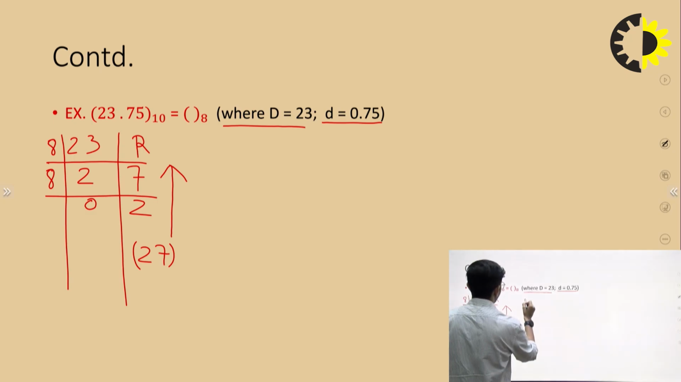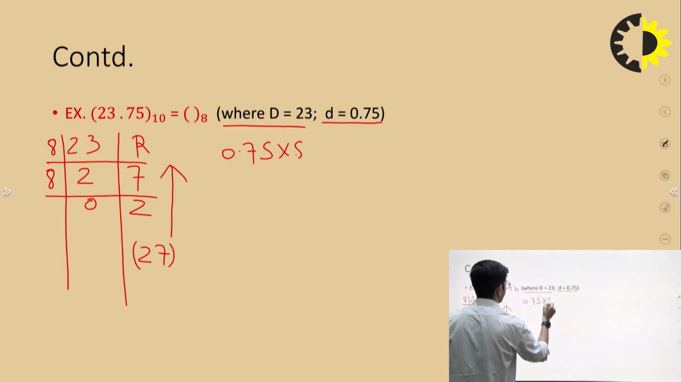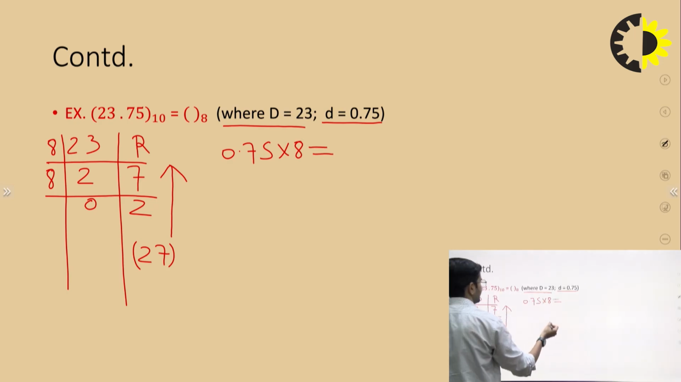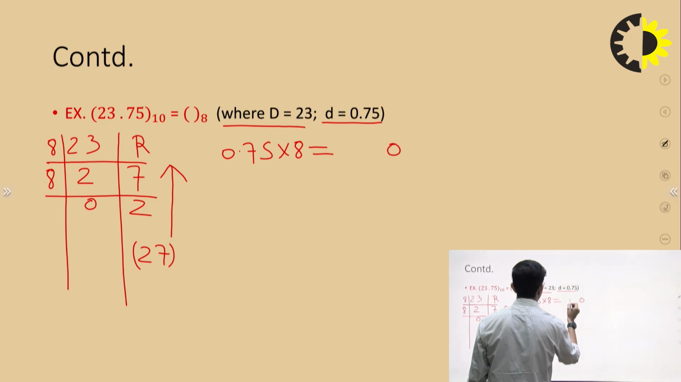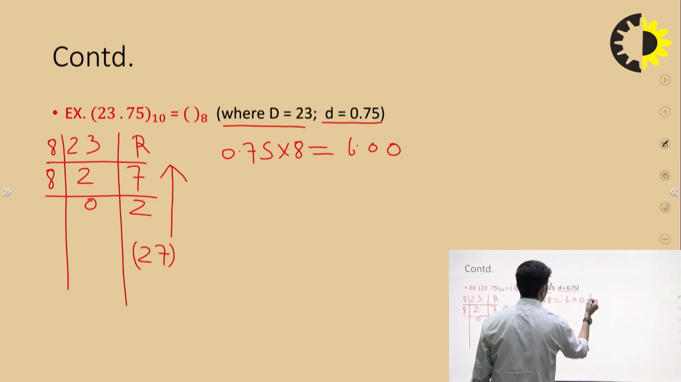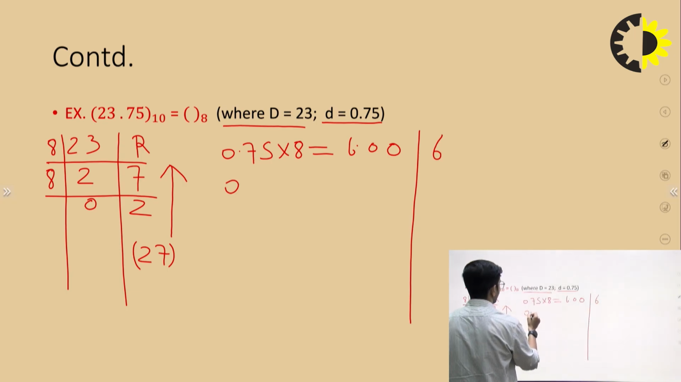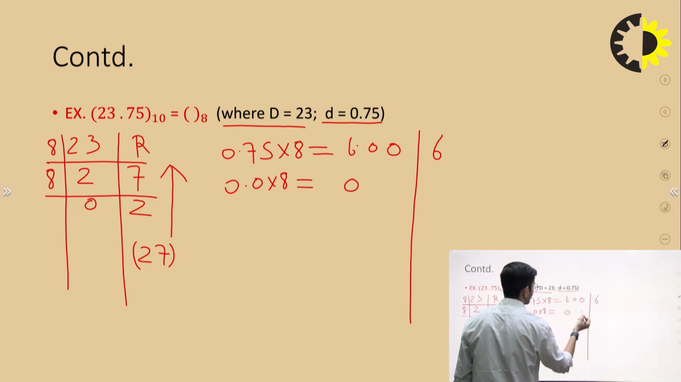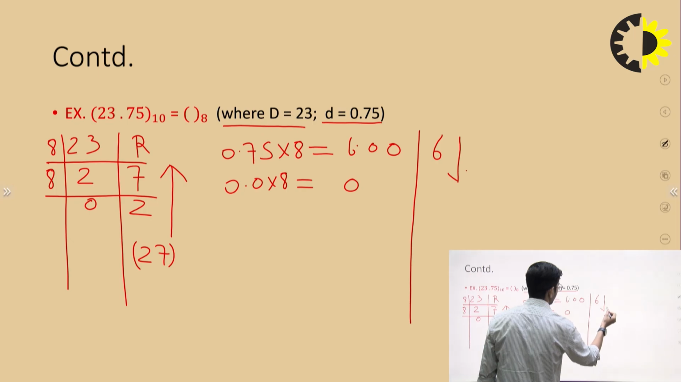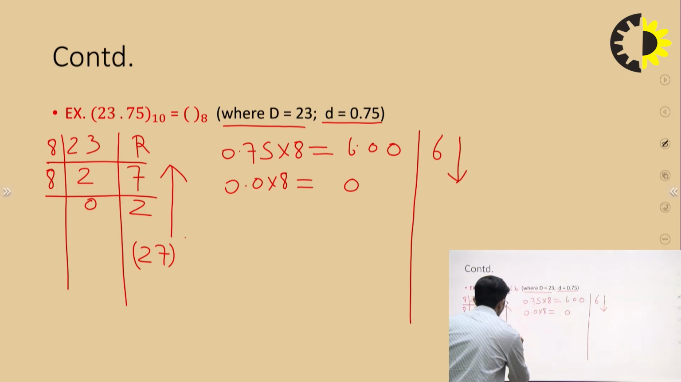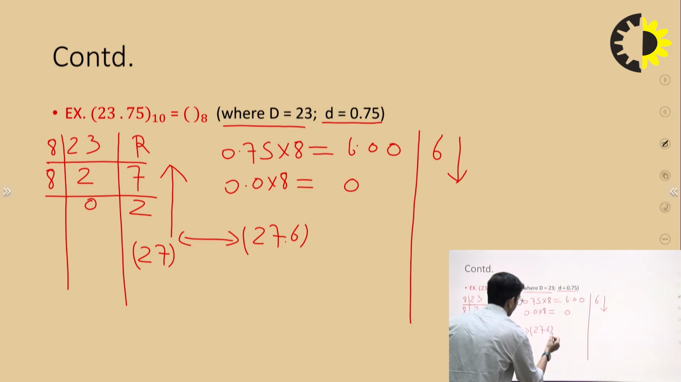For the fractional part, we multiply it by the base of the system, which is 8. If we multiply, we get 6.00, and we note down the integer part, which is 6. We are left with 0.0, so we stop here because we get 0 in the answer, and we note it down from top to bottom. The final result for this conversion from decimal to octal is 27.6.